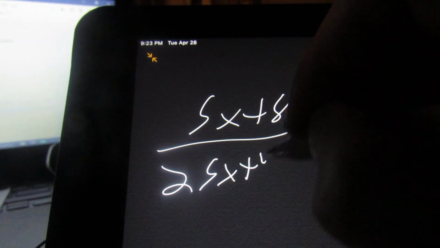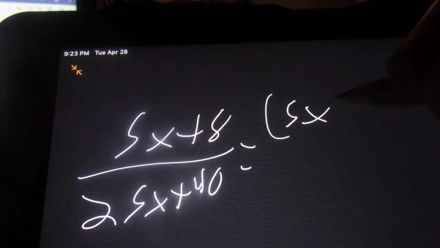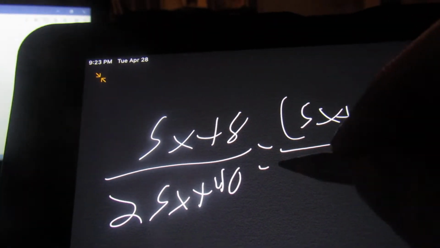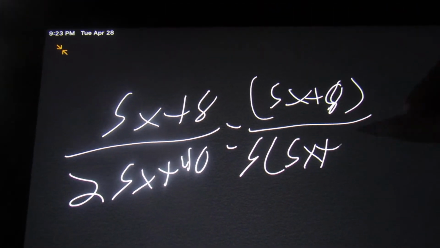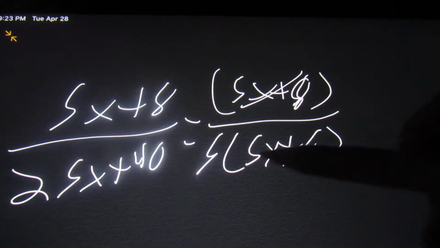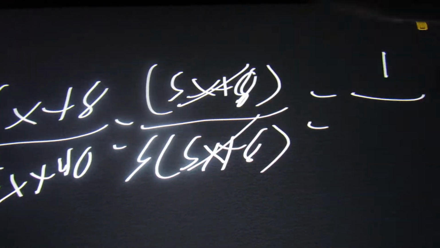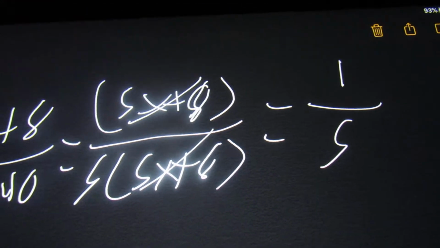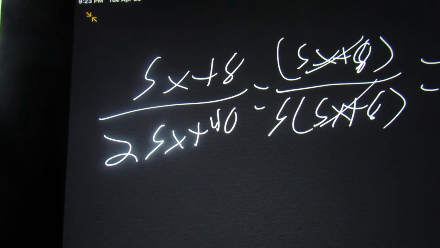Okay, so next, let's say we have 5x plus 8 over 25x plus 40. So we can't really do anything on the top, so I'm going to put that in parentheses so that we know that it's the whole thing. On the bottom, we can factor out a 5, and when we do that, we're left with 5x plus 8. So now we can cancel the 5x plus 8's. When we do that, we don't have anything left on top, so we need to put a 1, and on the bottom, we have a 5. If you cancel everything on top, that means that you have 1 left there. So make sure you put that 1.